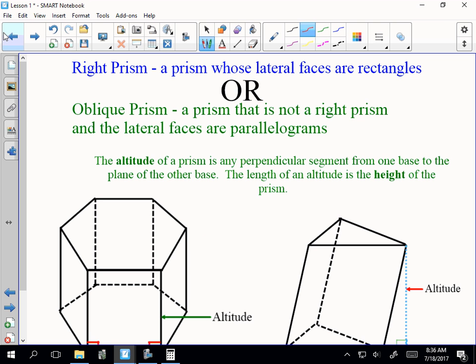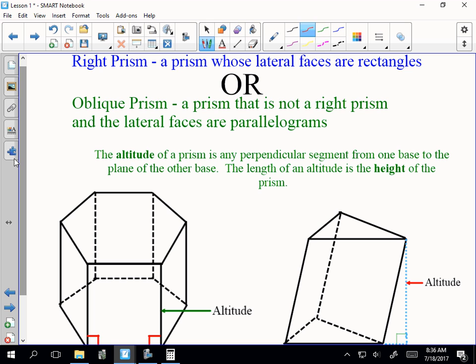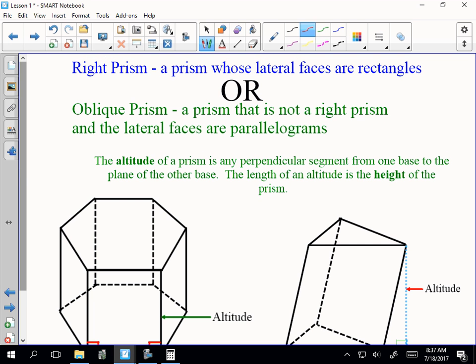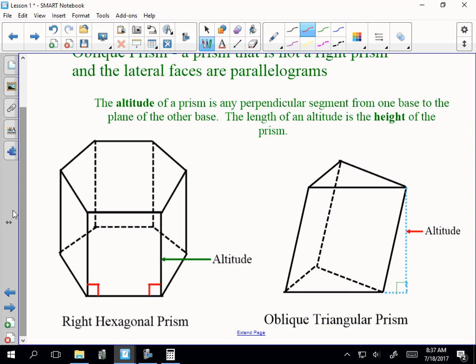When we look at prisms, we can have what we call a right prism, and we can have an oblique prism, and we have to understand some of the differences between these two. A right prism is a prism whose lateral faces are rectangles, or in other words, the lateral edges are perpendicular to the base. Every one of these lateral faces as we go around is a rectangle. They're rectangles because of the perpendicular angle between the base and a lateral edge.